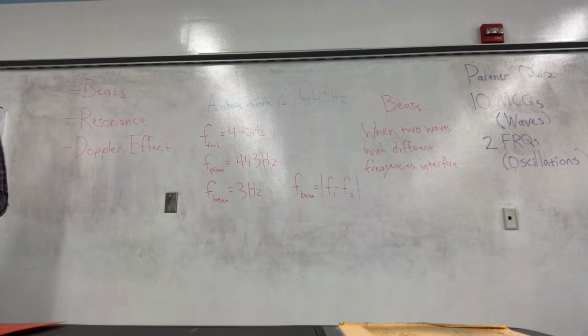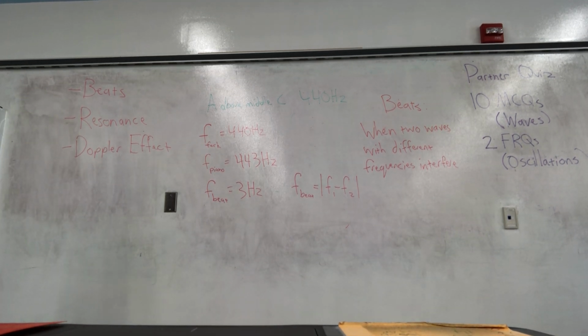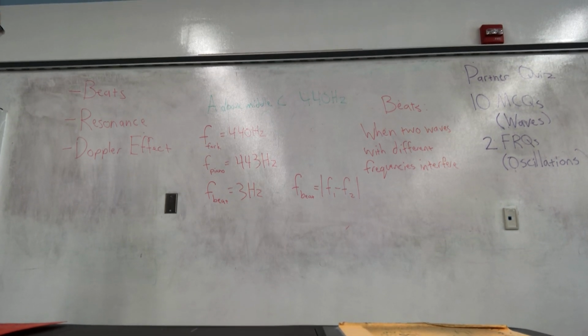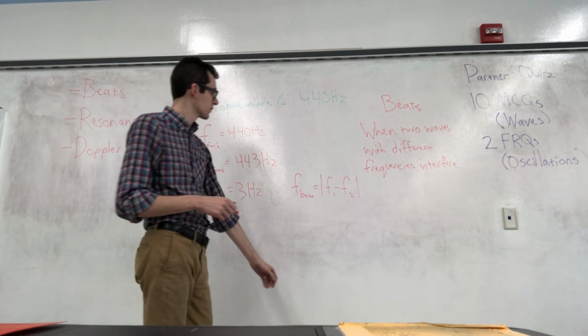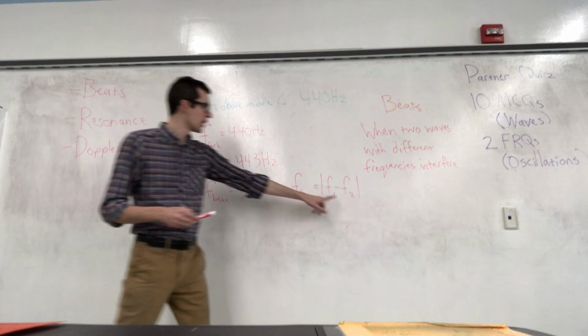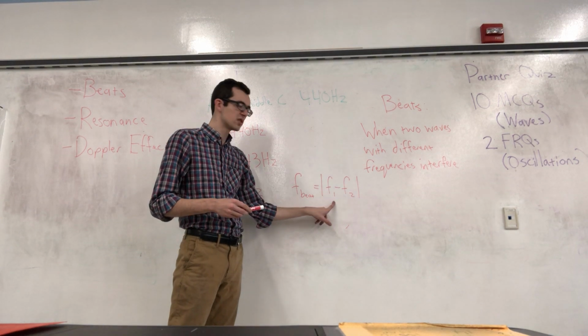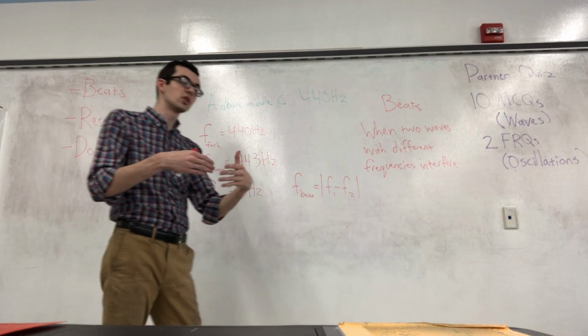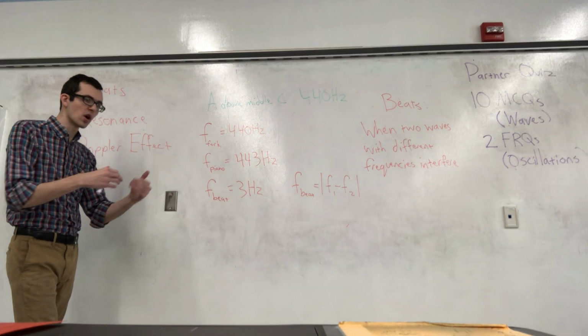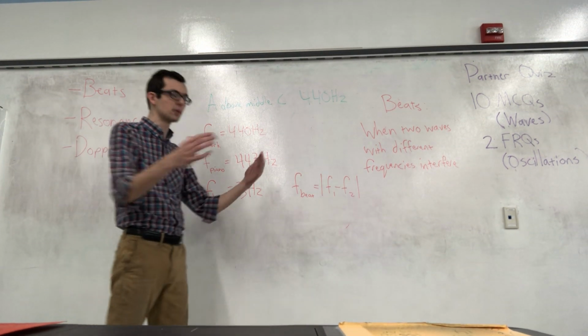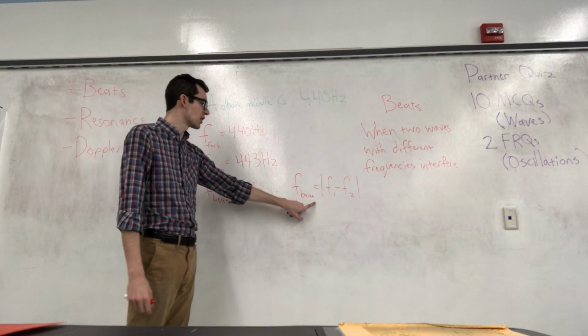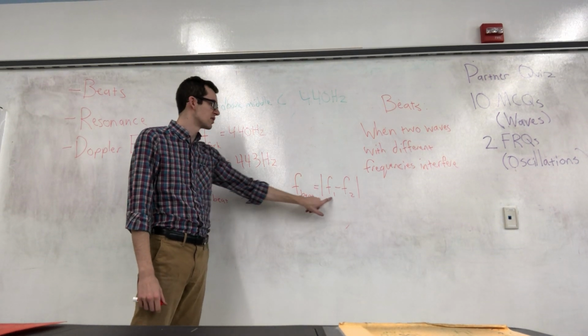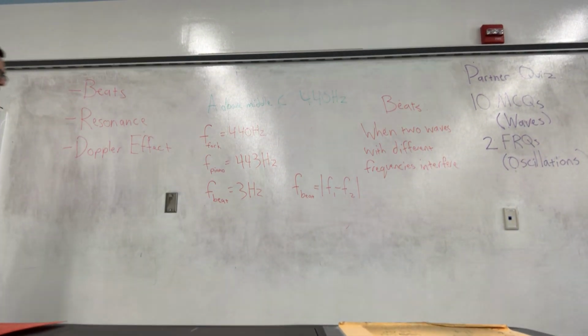So this, you would get 443 minus 440, or 440 minus 443, and you'd get 3 hertz. So, to recap the meaning behind the frequency beat: F1 and F2 are our 2 waves. They have 2 different frequencies, F1 and F2, and they interfere with each other. So you're hearing both waves at once if you're talking sound. If you're not talking sound, they just interfere with each other. And the beat frequency of the resultant wave is the absolute value of the difference between them.